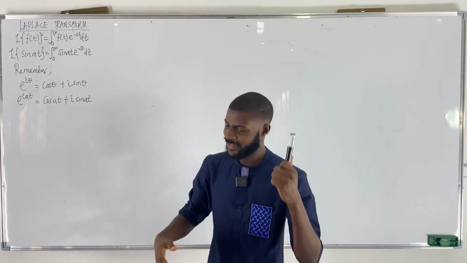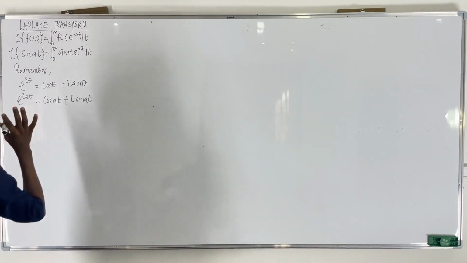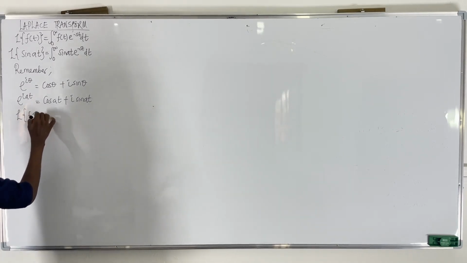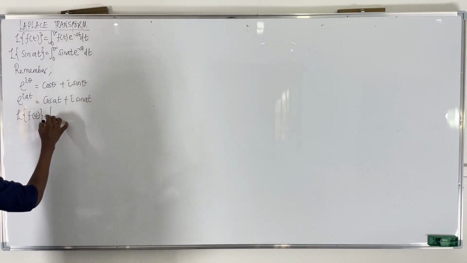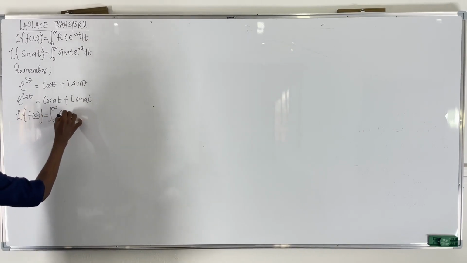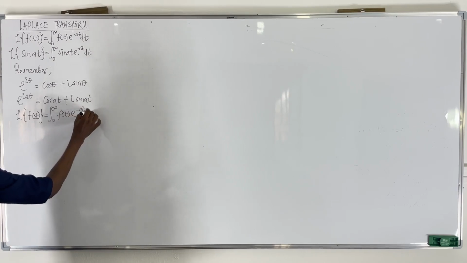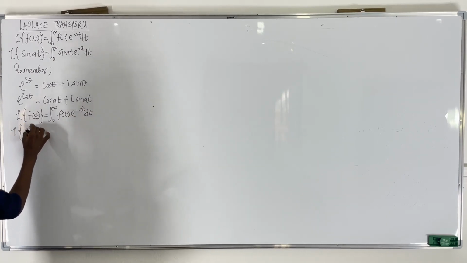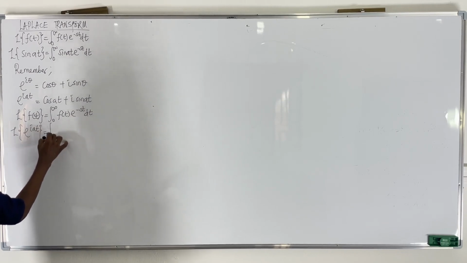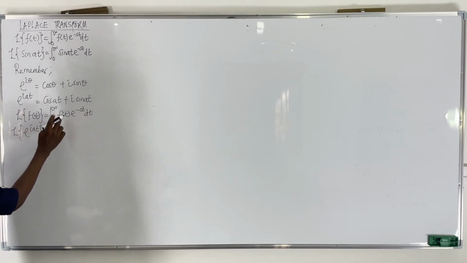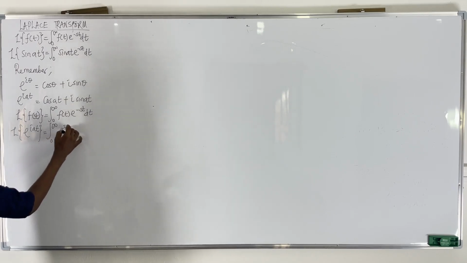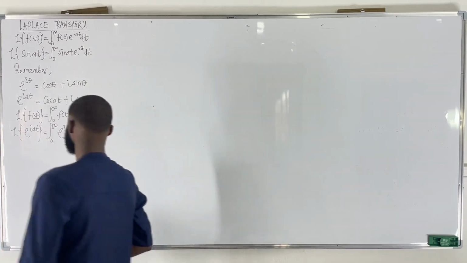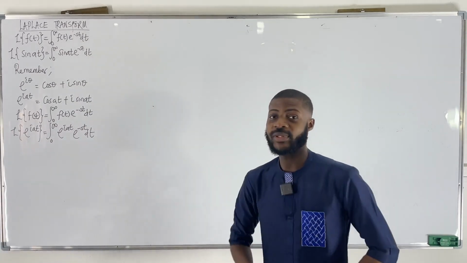So let's get started. Again, we know that the Laplace transform of f of t is equal to the integral from 0 to infinity of f of t e to the negative st dt. So we're looking for the Laplace transform of e to the iat. So this will be the integral from 0 to infinity, where f of t is now e to the iat, and then e to minus st dt. So this is what we have.